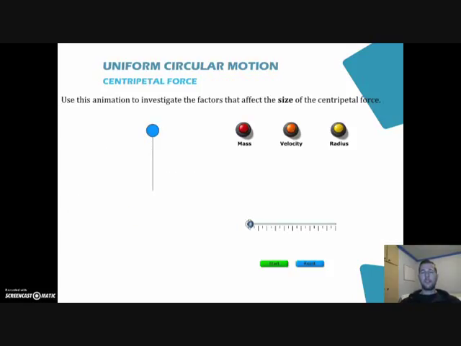Now what I've provided here is an animation for you to investigate the effects on the size of the centripetal force. So you can play with the variables of mass, velocity, and the radius, and notice the effects that they have on the centripetal force. In my next video, I'll provide you with some examples on how to use the equations.